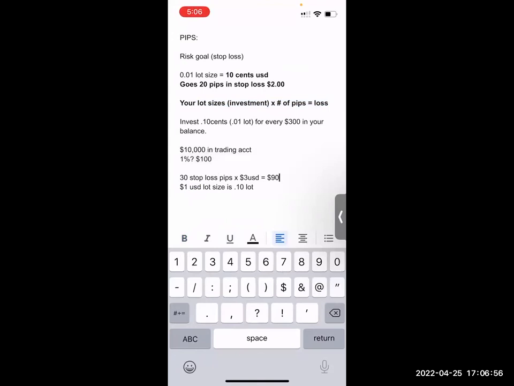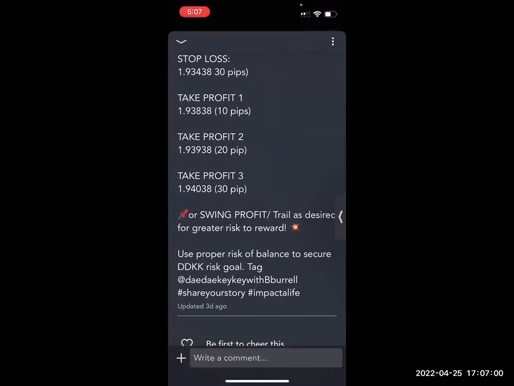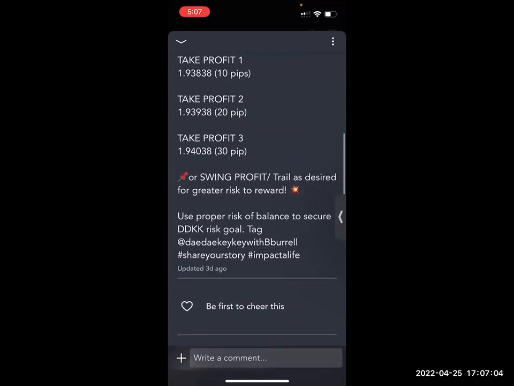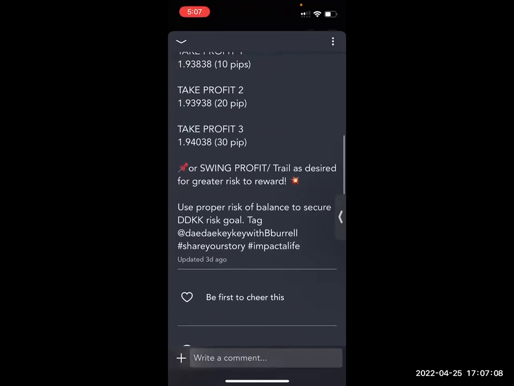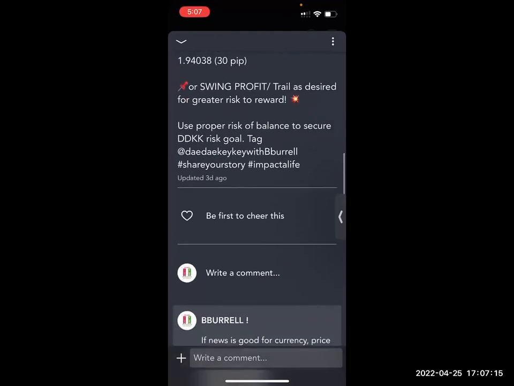And it's the same way when you're looking for targets. Okay, when it says TP 10 pips, 20, 30, guys, this is your profit goal. So when you invest $1, you times 10, you're looking to make a $10 profit. All right, if you invest $1 times 20, you're looking to make a $20 profit, $30 profit, etc.